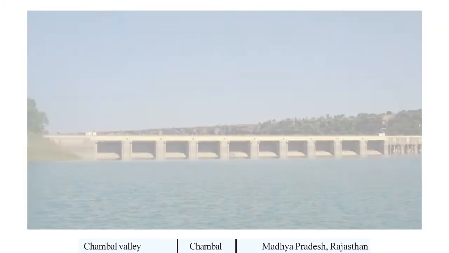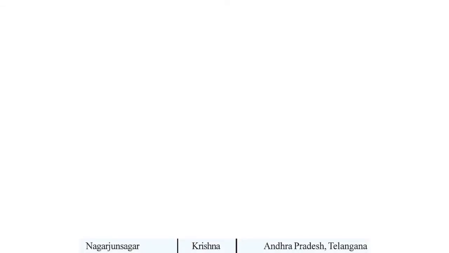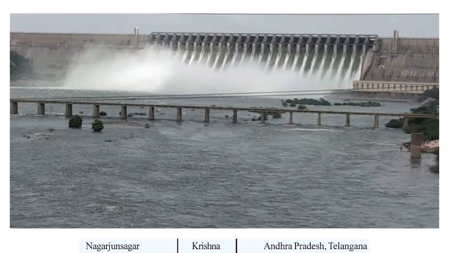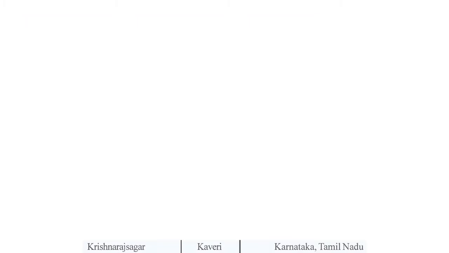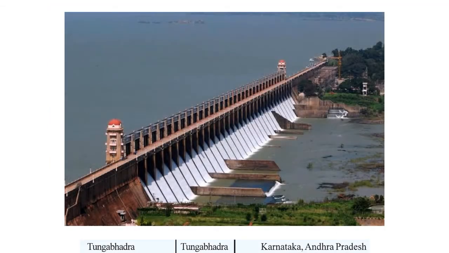Chambal Valley project on Chambal River in the states of Madhya Pradesh and Rajasthan. Nagarjun Sagar Dam on Krishna River in the states of Andhra Pradesh and Telangana. Krishnaraj Sagar Dam on Kaveri River in Karnataka and Tamil Nadu states. Tungabhadra Dam on the Tungabhadra River in the state of Karnataka and Andhra Pradesh.